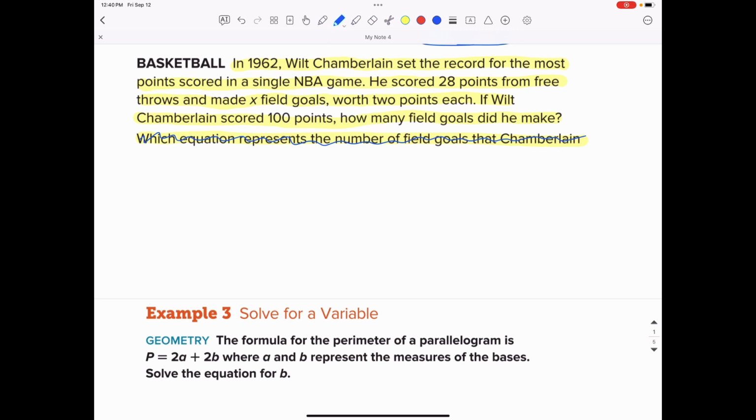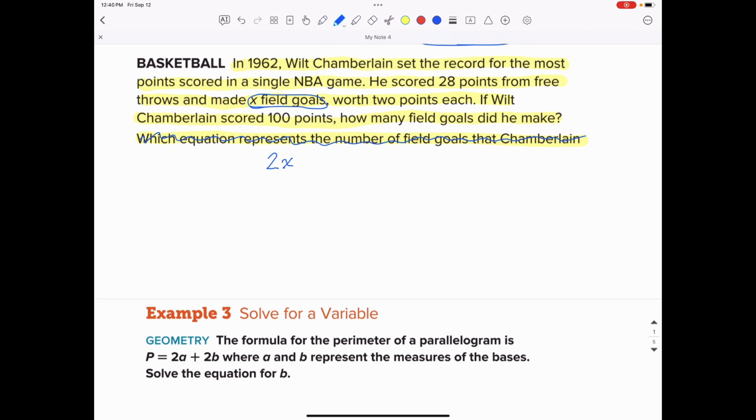So what you need to know about basketball is that each field goal is worth 2 points. A field goal is when you actually make a basket. You probably never heard it called a field goal before, but it's what it's really called. And so if x represents field goals, it already defines the variable for you. Our equation is going to be, since each field goal is 2 points, 2 times the number of field goals he makes, or 2x.